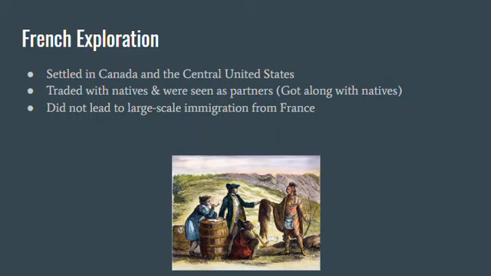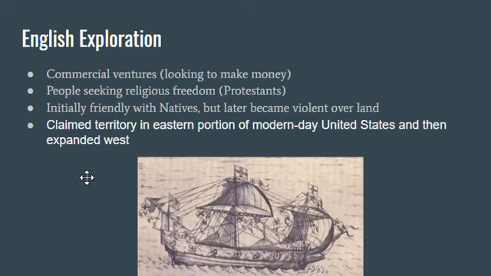Okay, next we're going to talk about the English exploration. And they were mainly commercial ventures. That meant when the English came to the Americas, they were looking to make money. They were also seeking religious freedom. A lot of Protestants, for example, during this time, England was very strict. You had to belong to the Church of England. So if you were Catholic or Puritan or some other religion, you were to be persecuted. So a lot of people moved here for religious freedom.